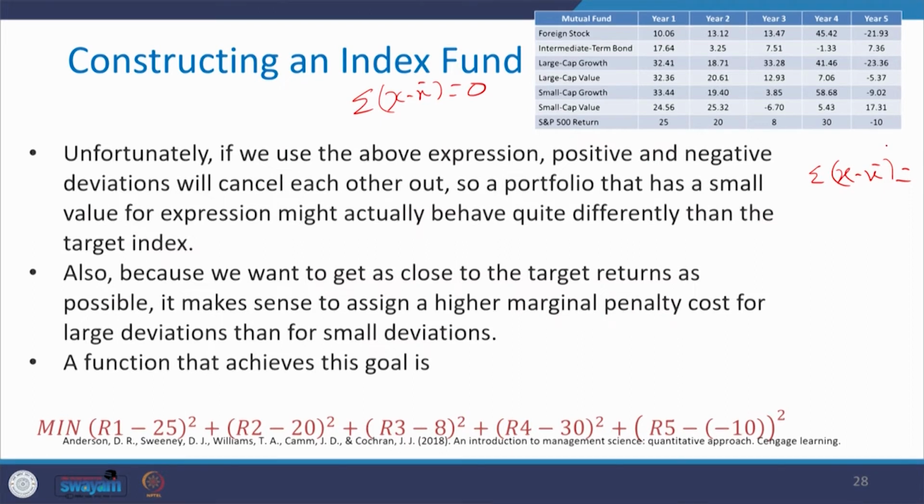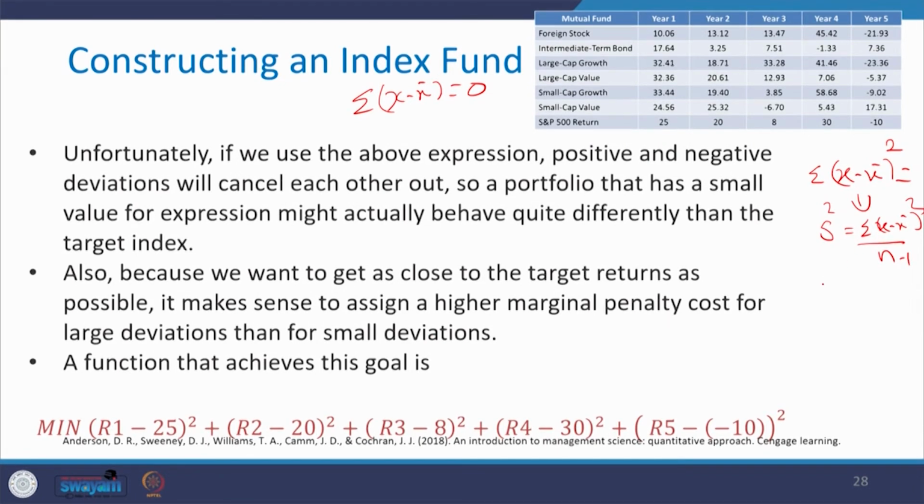So, what do you have to do? You have to square this. This logic is also behind the variance formula, sigma of x minus x bar whole square divided by n minus 1. So, the deviation has to be squared, otherwise it will become 0. Also, because we want to get as close to the target return as possible, it makes sense to assign a higher marginal penalty cost for larger deviations than for smaller deviations.